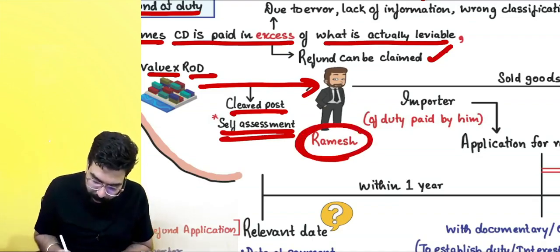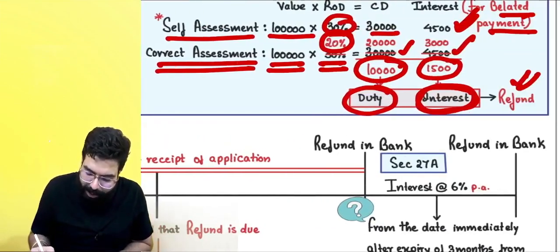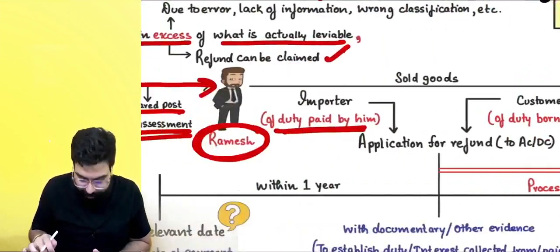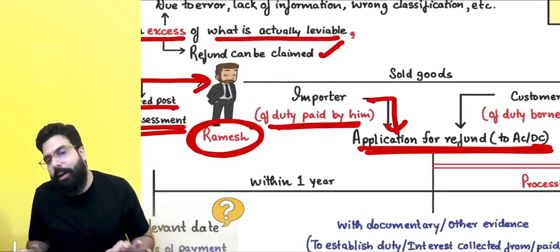So, for an example, you are Ramesh, you are the importer. Whatever duty you have gone ahead and paid extra. So, I have gone ahead and paid 10,000 and 1,500 extra. For that, I can go ahead and file an application to the AC or DC.